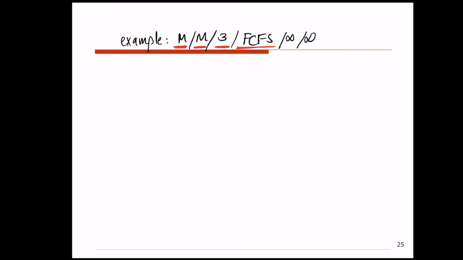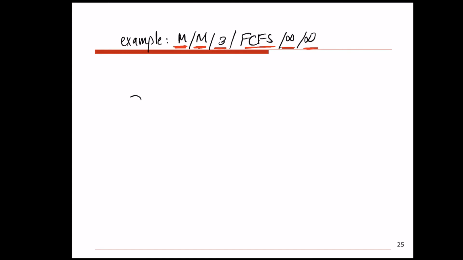And the size of the system is infinity. I can have as many entities as possible come to the system. And the size of the population from which these entities are coming is infinity too. So now I want to draw the rate diagram for this queuing system.